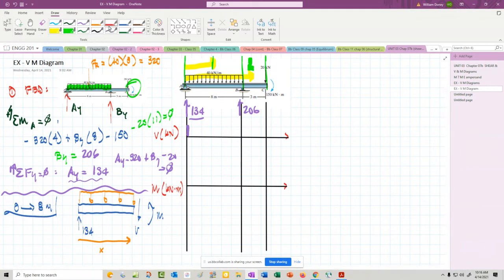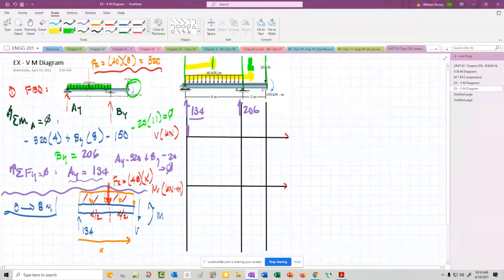So the resultant force that I use, which is right here, right? We did one originally up here. That is going to equal the 40 times, so we're basically getting the area of that rectangle, the 40 times distance X. So that's going to be a 40X force acting at X over 2, right? Because it is applied halfway across.